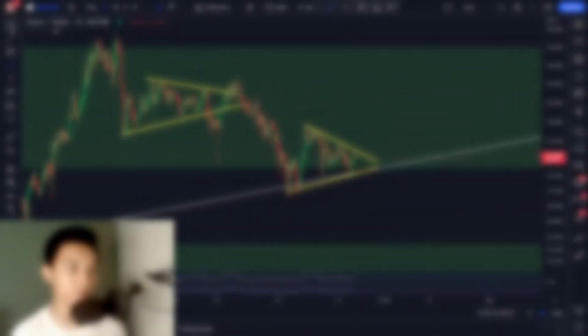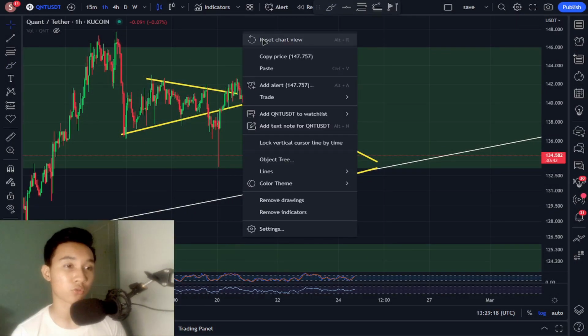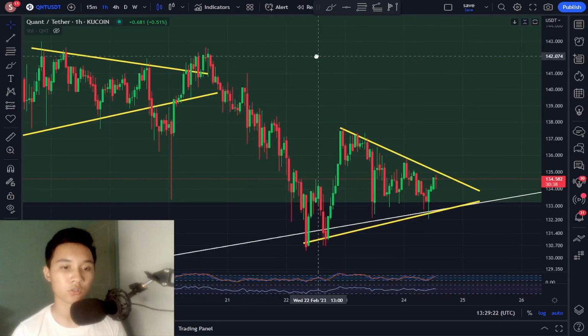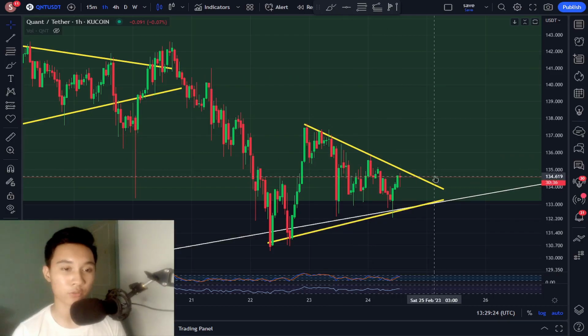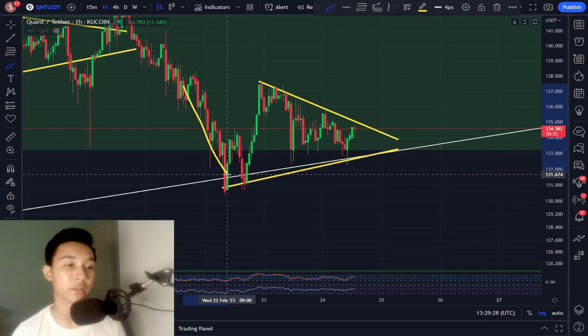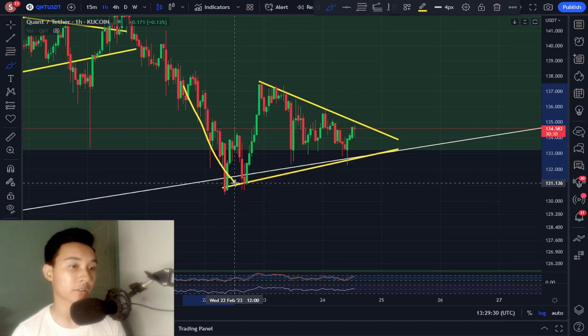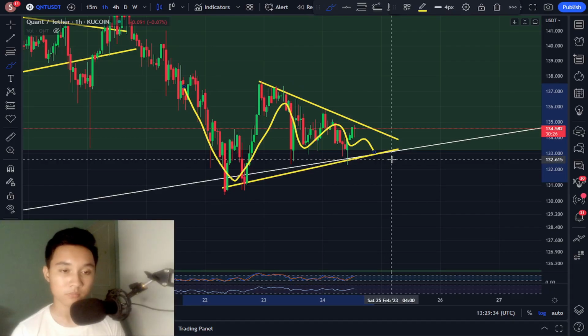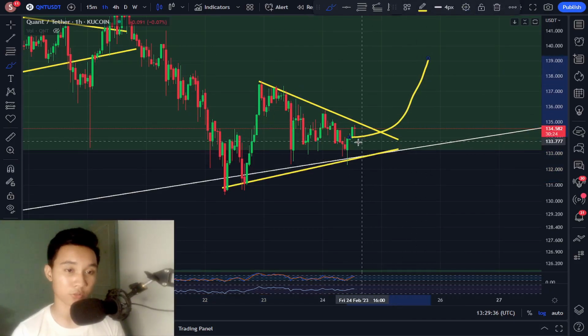Let's begin. So right now we are in the 1 hourly time frame, and I'll talk about this symmetrical triangle which we have formed just recently for the quant price. So right now it's very clear. If we zoom in, we are forming this symmetrical triangle, and a symmetrical triangle can be a bullish or a bearish pattern, because we can break to the upside or to the downside.